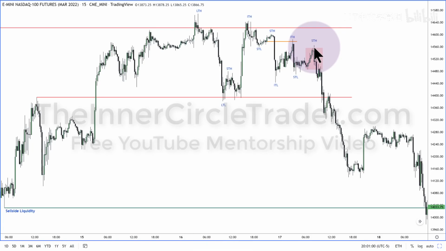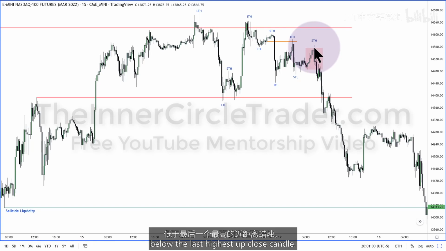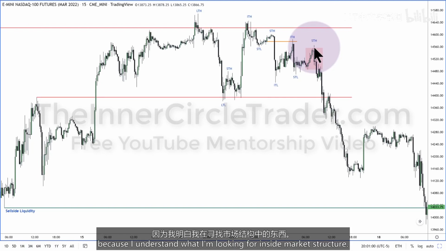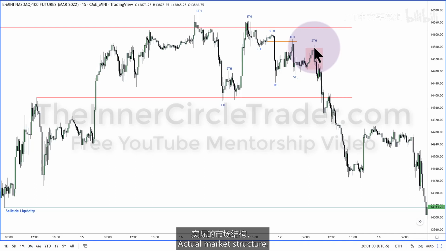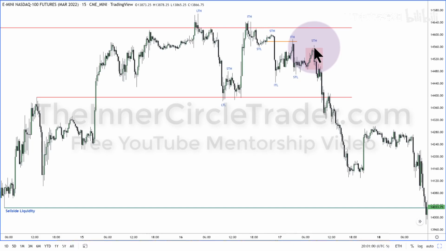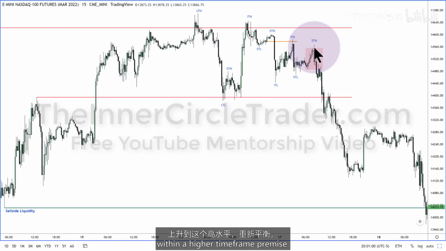I don't need to see the market trade down below the last highest up close candle. I don't need that, because I understand what I'm looking for inside market structure. Actual market structure, not just higher high, higher low. I'm looking at the underpinnings of the marketplace, and I'm examining what it is doing high to high, low to low, within a higher time frame premise.